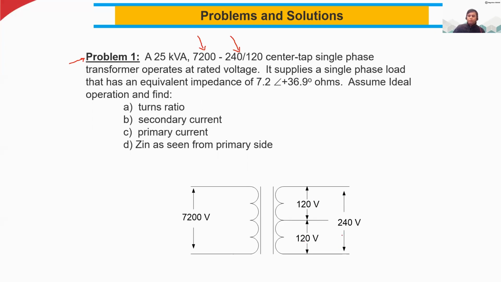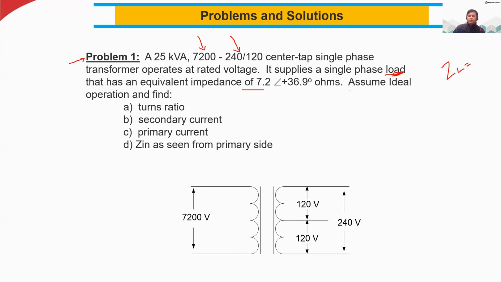So in total we have 240 volt. If you apply the basic circuit theory equation, this one is correct: 120 plus 120 is equal to 240. That is the secondary voltage. Now it supplies a single phase load that has an equivalent impedance of 7.2, and the angle is 36.9 degree. So load, it means ZL, we already know in the problem. ZL is equal to this value.